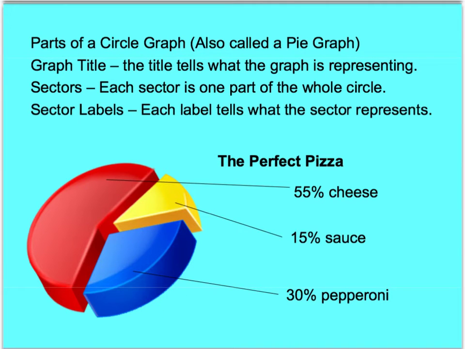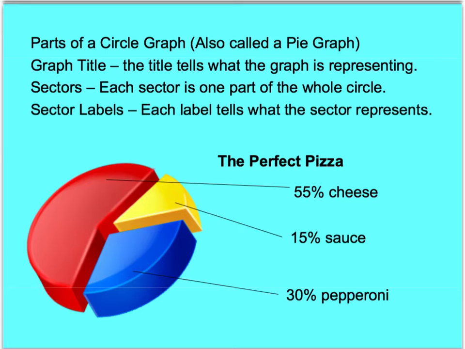So we've got a blue sector here, a yellow sector here, and a red sector here, each representing a different part of the circle. If we put all three of those parts together, we would get the whole, or 100% of the circle. Now, we have sector labels here. Each label tells what the sector represents. So the yellow represents 15% of the perfect pizza, which comes from the sauce. 55% of the perfect pizza is because of the cheese that's on there. And 30%: people say that the perfect pizza really has to have the right kind of pepperoni.